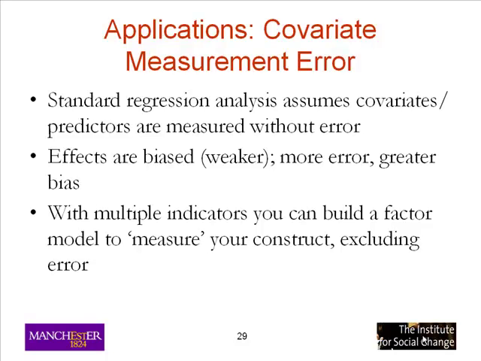If that's not true, then the observed parameters you're going to see in terms of the effects of the x's on the y's are going to be biased and weaker than actually is true in the population. And the greater the error, the greater the bias. However, with our factor model side of structural equation modelling, and as long as we've got multiple indicators of the same sort of underlying construct that we're interested in, then we can build a factor model to measure the construct that to some extent excludes these error variances.